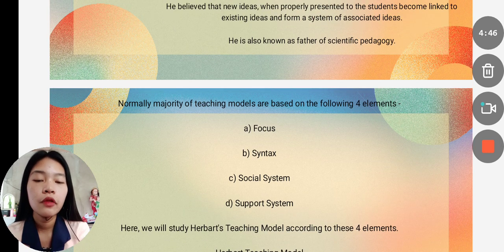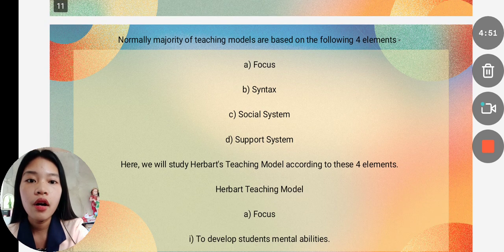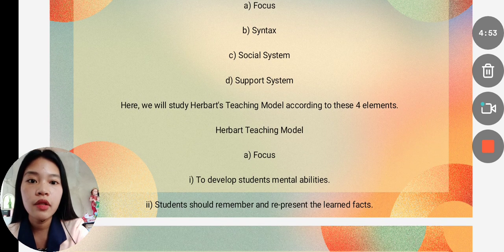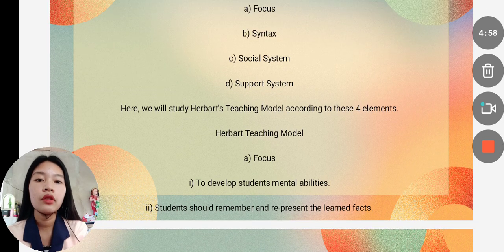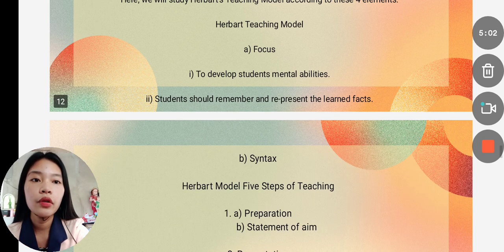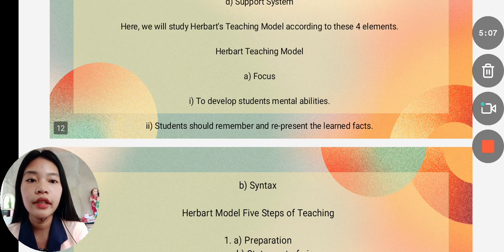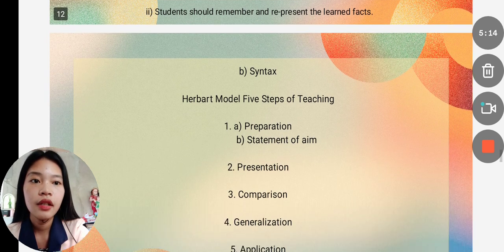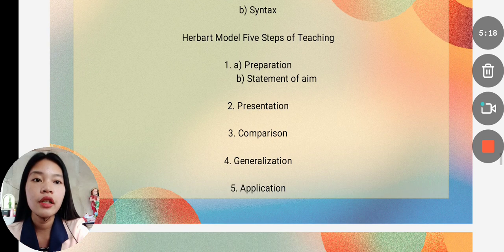Normally, the majority of teaching models are based on the following 4 elements: focus, syntax, social system, support system. Here we'll study Herbart's teaching model according to these 4 elements. The Herbart teaching model focuses on developing students' mental abilities. Students should remember and represent the learned facts. B. Syntax. Herbart model 5 steps of teaching.